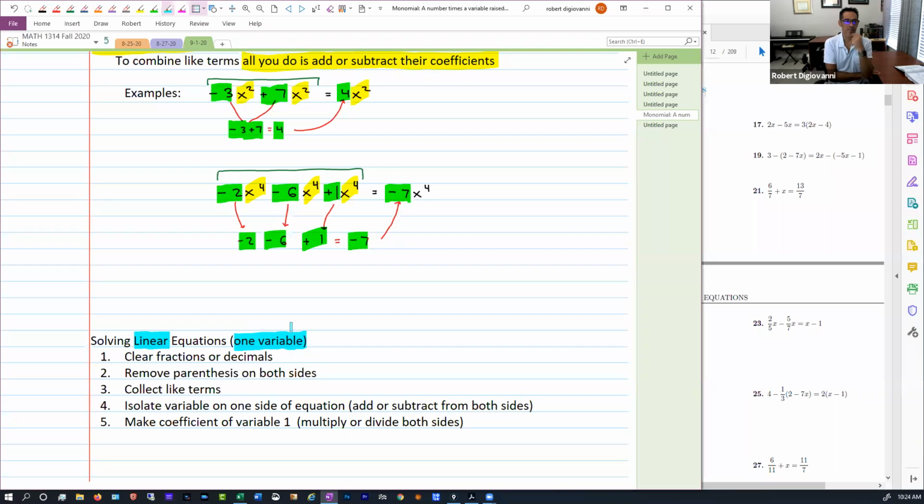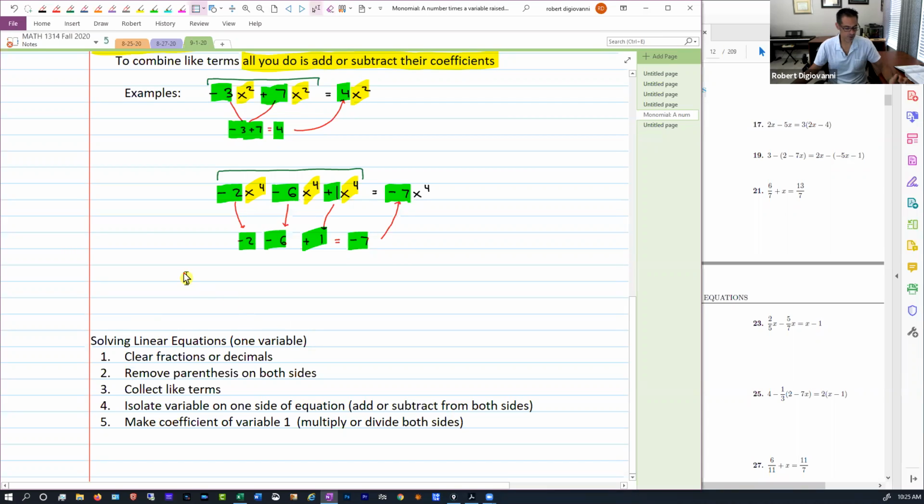The third step is to collect like terms, which we've already talked about a little bit now. Once you collect like terms, you'll isolate the variable on one side of the equation. And to do that, you're going to have to add or subtract from both sides of the equation. And then the last step you'll do is make sure that the coefficient on the variable is a 1. And you'll do that by multiplying or dividing both sides of the equation by something. Okay, those are the steps.